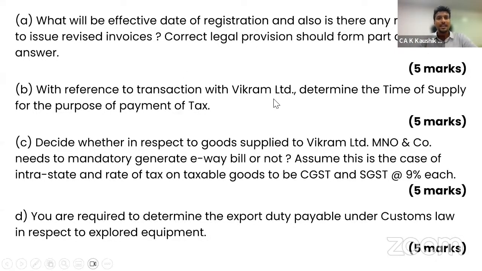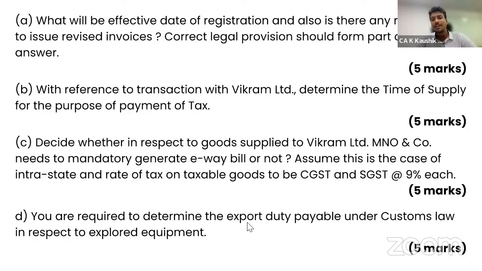What will be the effective date of registration? And also, is there any requirement to issue a revised invoice? So they're asking about registration. With reference to the transaction with Vikram Limited, determine the time of supply. So only time of supply needs to be checked. Decide whether in respect of goods supplied to Vikram Limited, MNO and Co needs to mandatorily generate an e-way bill or not. Assume this is a case of intrastate and the rate of tax on taxable goods to be CGST and SGST at 9%. So this is on e-way bill provision.